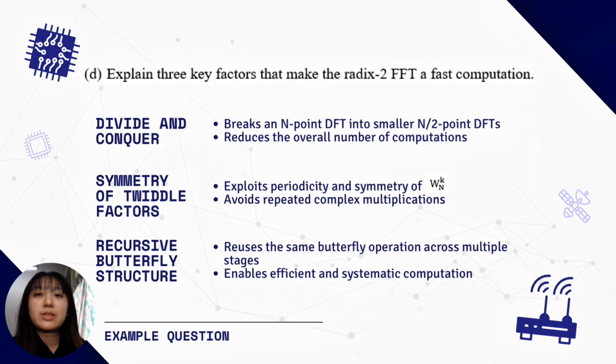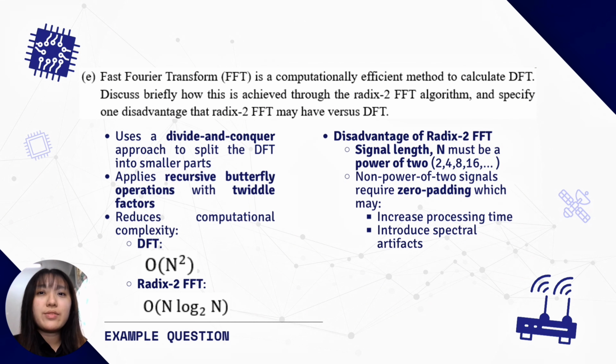Second, FFT exploits the symmetry of twiddle factors. Since these complex exponential values repeat in a regular pattern, FFT avoids unnecessary repeated computation, thereby improving speed. Third, FFT uses a recursive butterfly structure where the same simple add and subtract operation is reused across multiple stages. This makes the algorithm efficient and easy to implement. As a result, FFT reduces computational complexity from O(N squared) in DFT to O(N log2 N), making real-time signal processing possible.